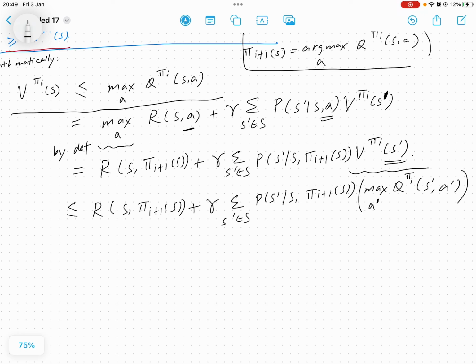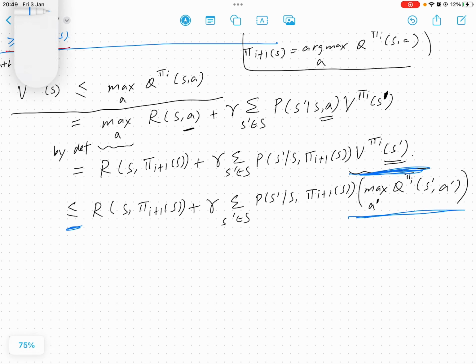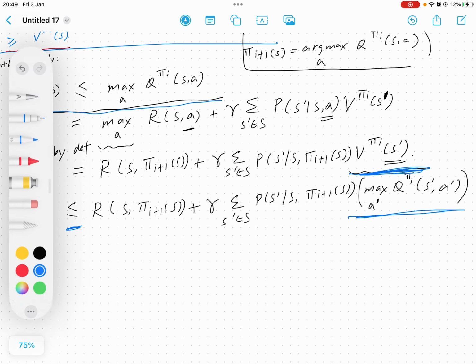Okay, let's put this in the bracket. Good. So this step is simply because this is less than or equal to this. Okay? All right, let's just add some color to those things so that you can distinguish the differences. So this is less than or equal to this, and that is exactly the same logic as in the first step. Okay? All right.